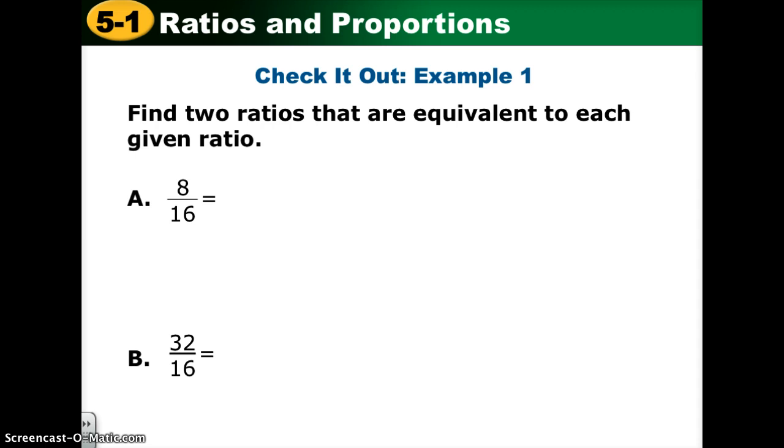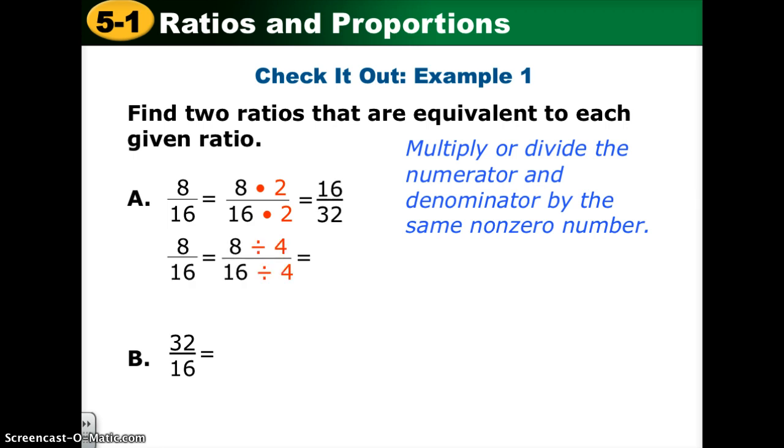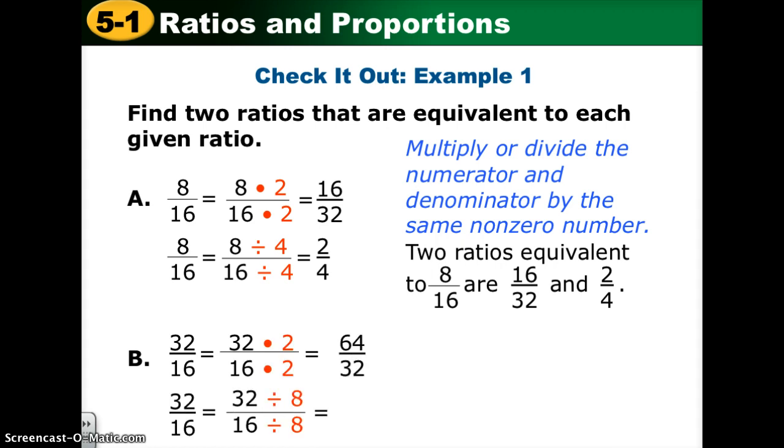Let's try it again. Find two ratios that are equivalent to each given ratio. 8/16. That should look familiar to you. Hopefully you can recognize something common about those. We could multiply both by 2, 16/32. We could divide both by 4 and get 2/4. It's also equivalent to 1/2. 32/16 multiplied by 2, 64/32. Divide by 8, 4/2, or equivalent to 2 over 1.